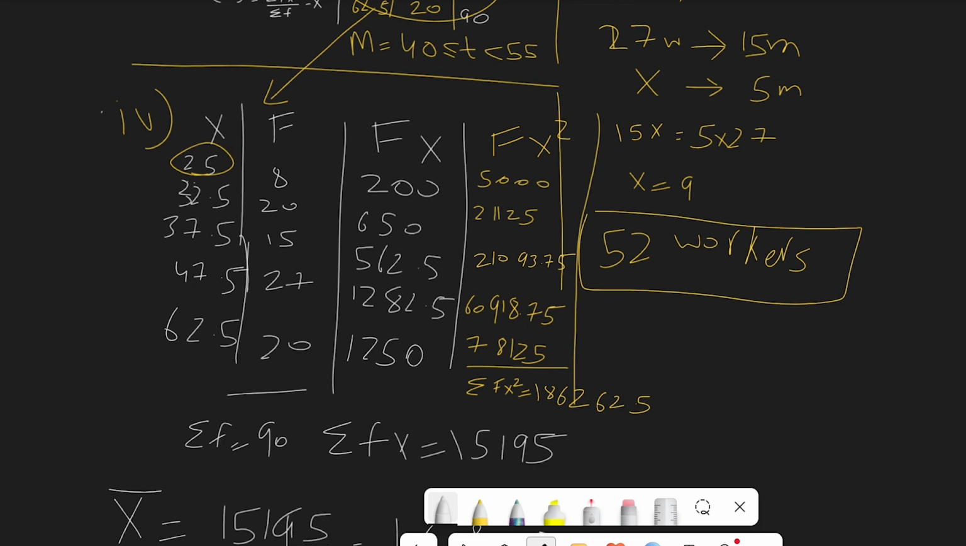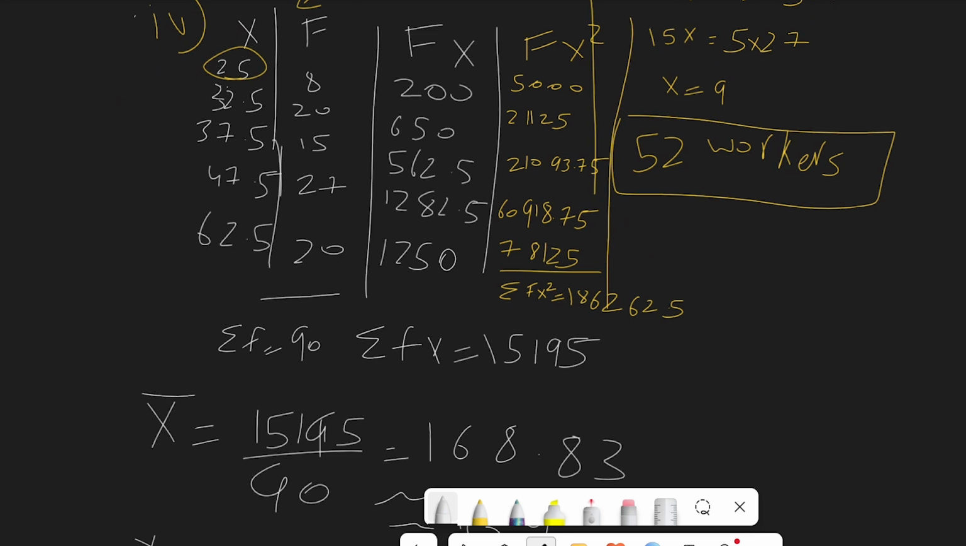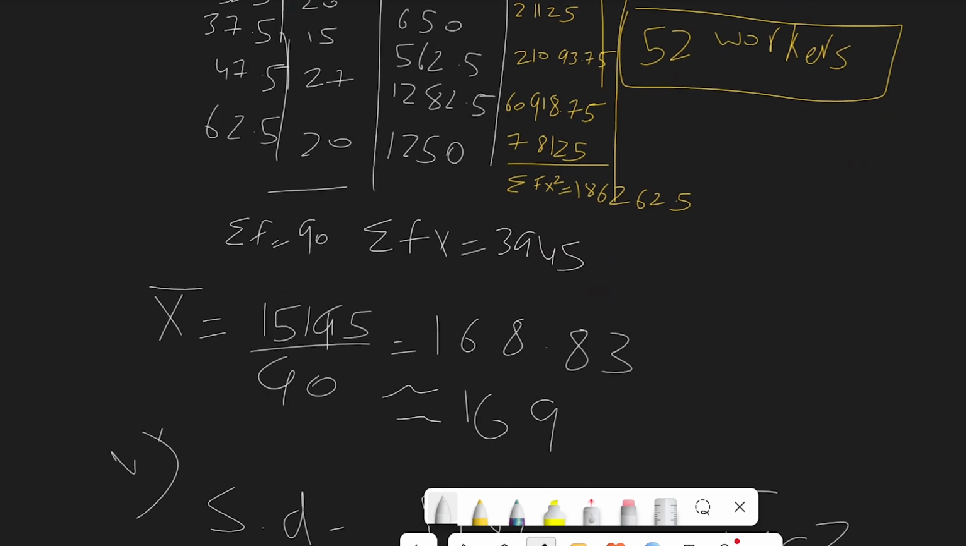Okay, so it would be over here. Now we'll just add all the values. 1282.5 plus 562.5, then we have 650 plus 200, and now we have 3945. That is a significant reduction, 3945 in our mean. And it logically makes sense as well.